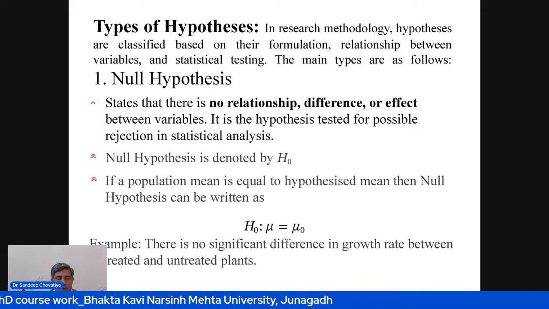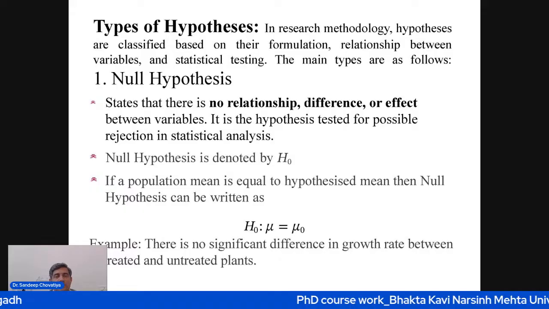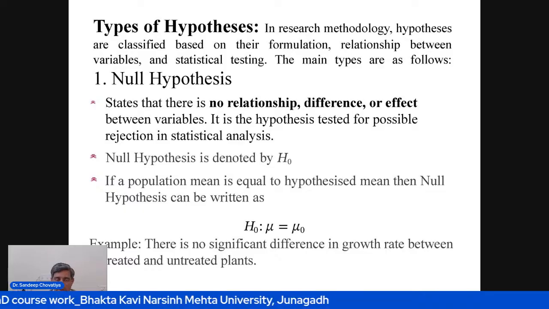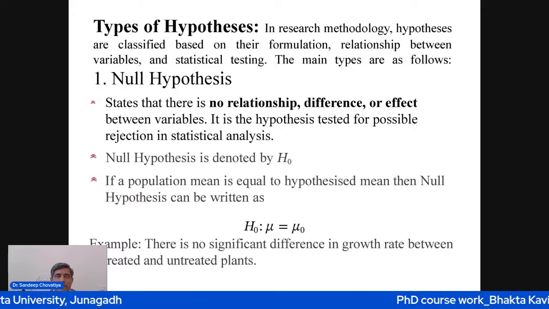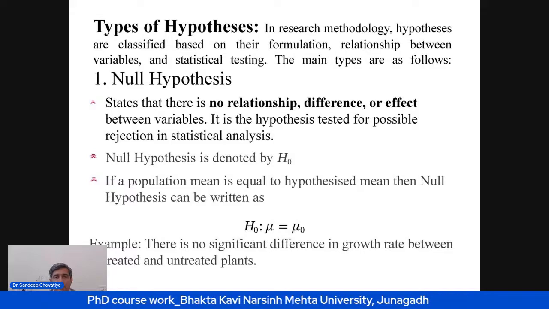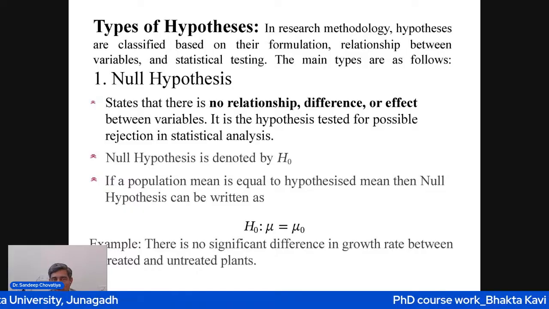Okay, so now we are discussing the different types of hypotheses. Already we discussed the null hypothesis, and second, the alternative hypothesis. Many other hypotheses are there. With the help of examples, we discuss these types of hypotheses. In research methodology, hypotheses are classified based on their formulation, the relationship between the variables, as well as statistical testing. The main types are as follows.